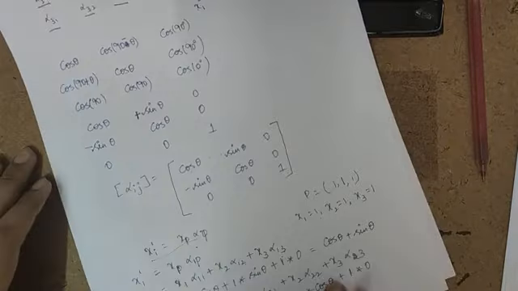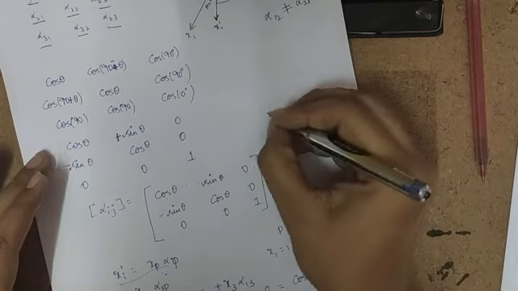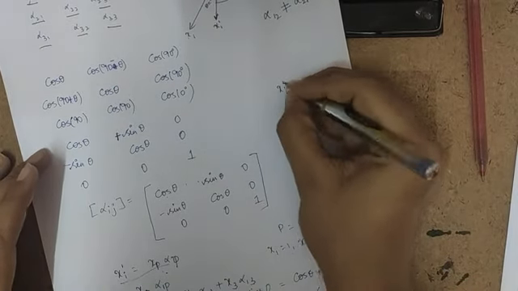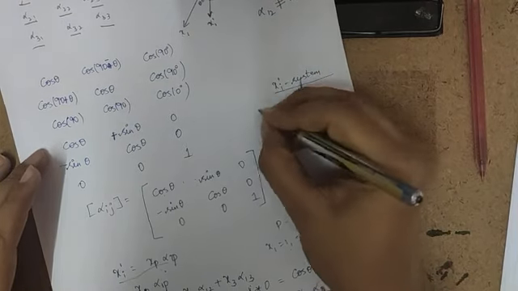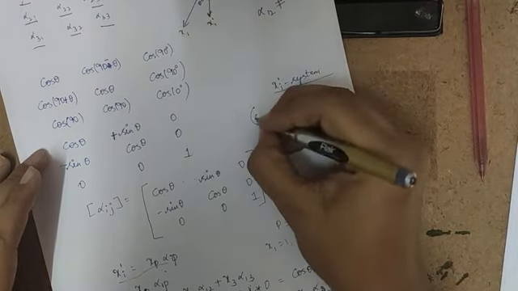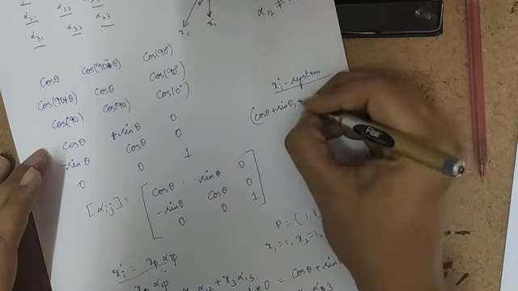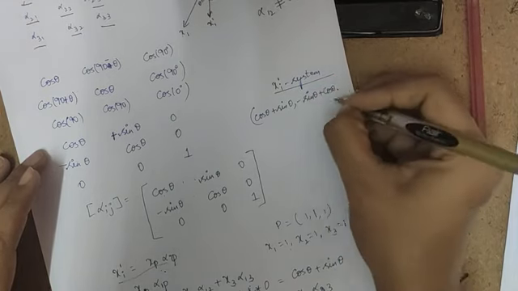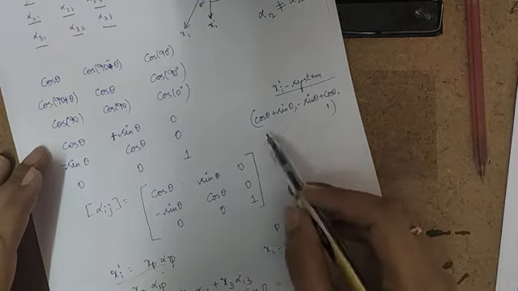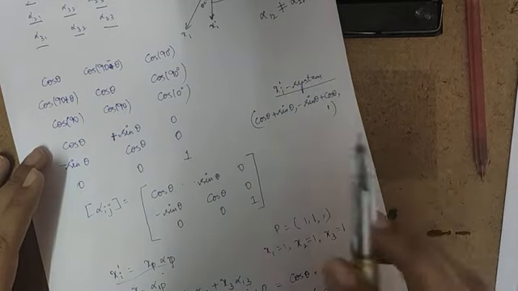Okay? Now the coordinates of p in the xi prime system are cos theta plus sin theta, minus sin theta plus cos theta, and 1. So this is the coordinates of p in the xi prime system.